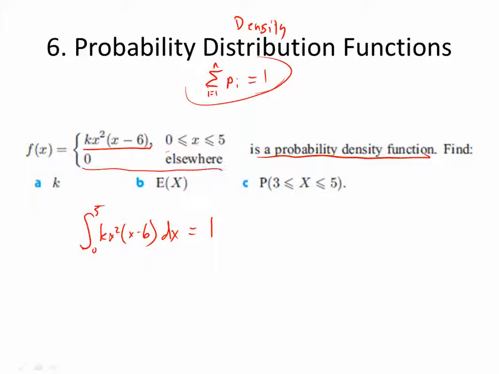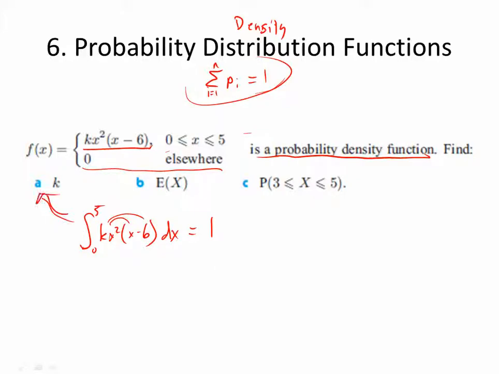The 0 elsewhere just means in any place outside of that, the probability is 0, so it's not going to affect it. That's why all 100% have to be here, and that's why it adds up to 1. From there, you should be able to solve for k. Just a reminder, you can't take the integral of this the way it is. Easiest way is to distribute that and then take the integral of the pieces individually. Okay, so that would then allow you to find k.